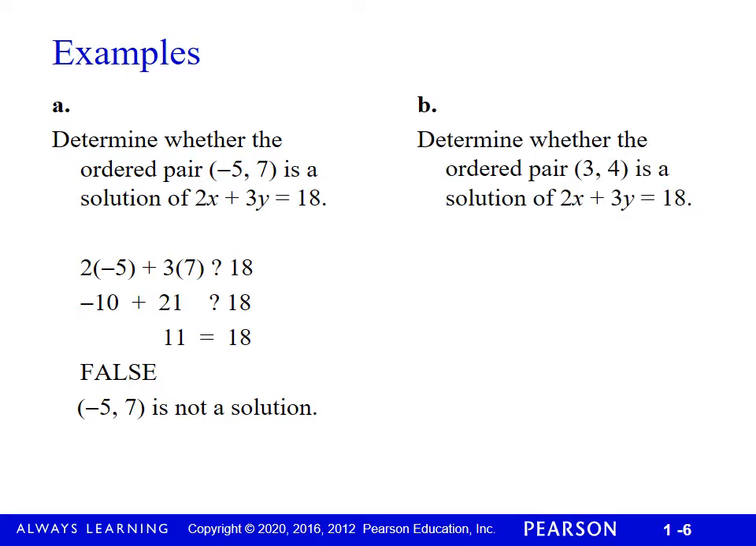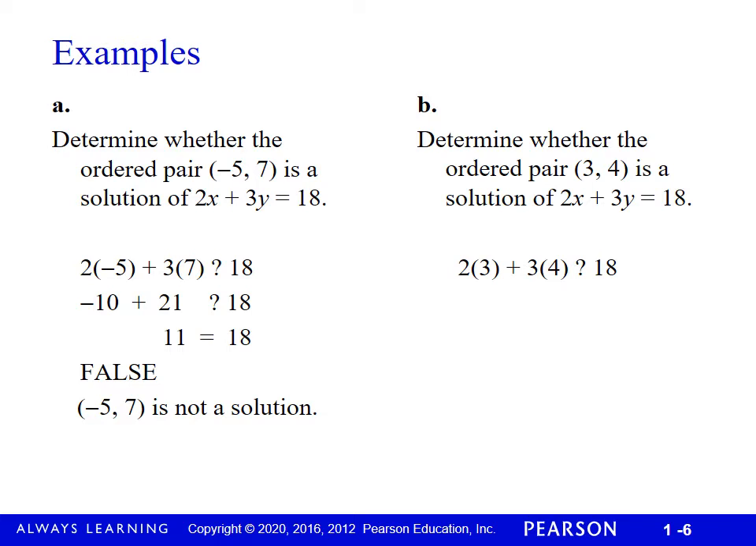Let's try another. Determine whether the pair (3, 4) is a solution of 2x + 3y = 18. Again, we're going to plug in 3 for x and 4 for y. This is just direct substitution. We plugged in 3 for x and 4 for y. And now we're going to do the math on the left to see if indeed this is equal or not.